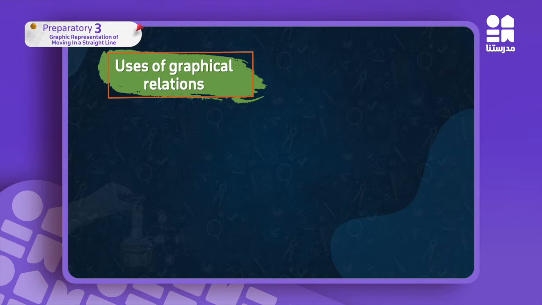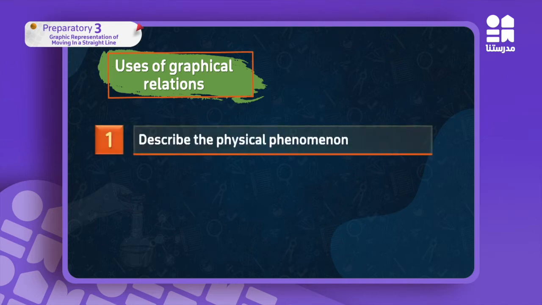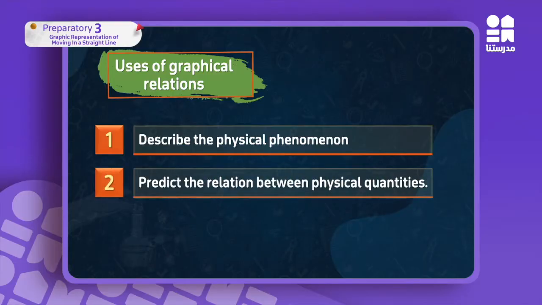Uses of graphical relations. ليه الساينتستس بيفكروا في الجرافس؟ أول حاجة describe the physical phenomenon. يعني دلوقتي I have a physical phenomenon. For example, speed equals distance over time. I don't know the relation between distance and time. طيب what do I do? أول حاجة أعملها إن أنا أرسم graph. Drawing a graph will give me the space to understand the relation between distance and time.